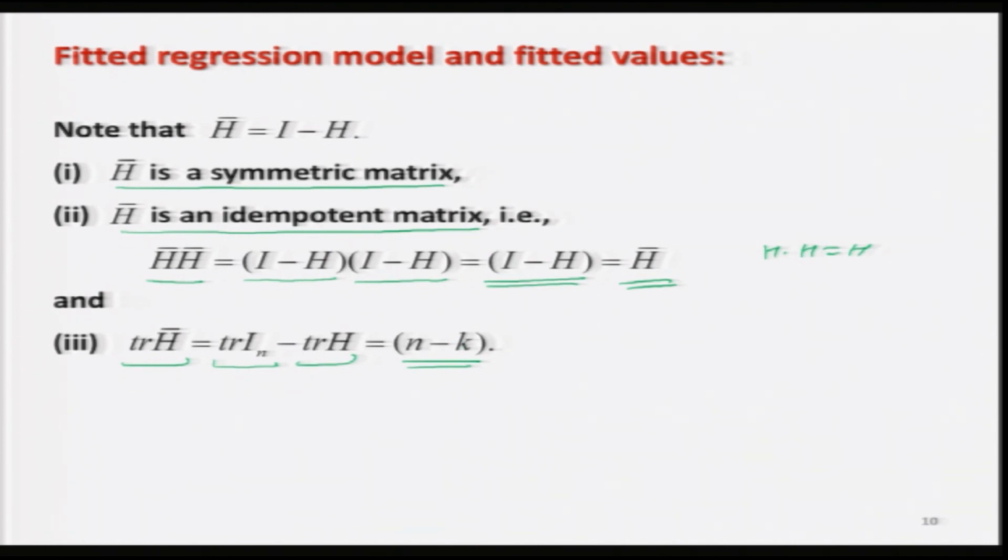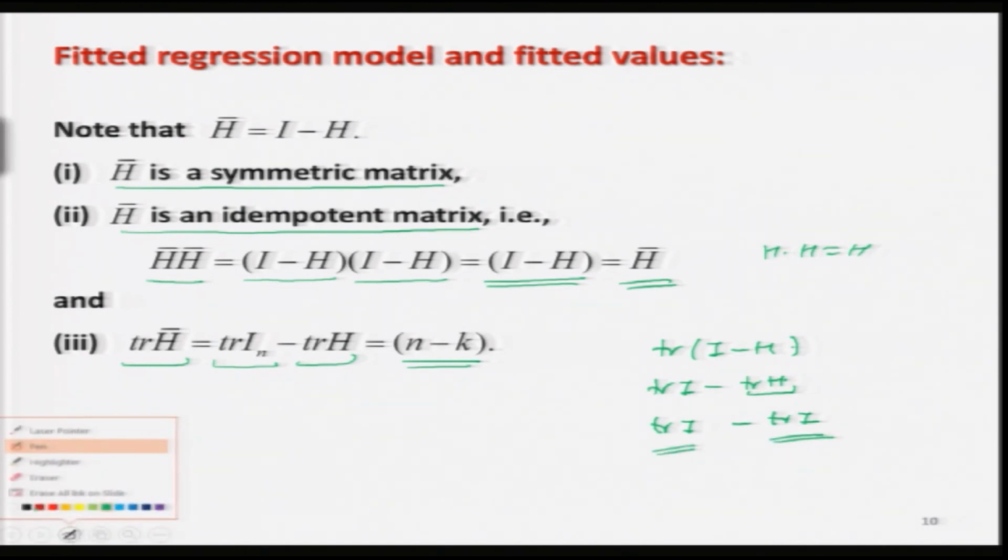Sometimes you have to be careful, people make a mistake when finding the trace of I minus H. They write trace of I minus trace of H, and since in finding the trace of H we also had the trace of I, they get confused that this is also trace of I, and this is also trace of I. But you have to keep in mind, this was an identity matrix of order n, and now this is an identity matrix of order k. So do not get confused that trace of I minus trace of I is 0, which is wrong. So this is equal to n minus k.